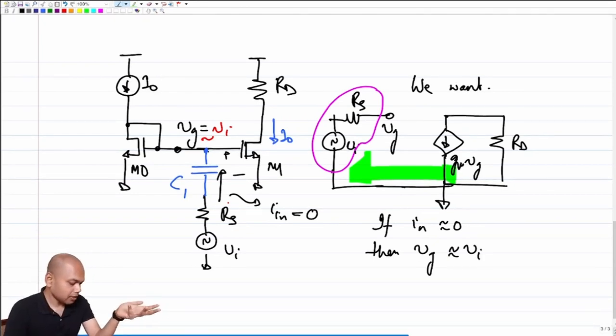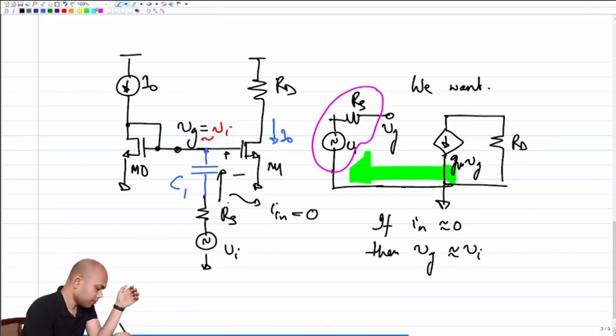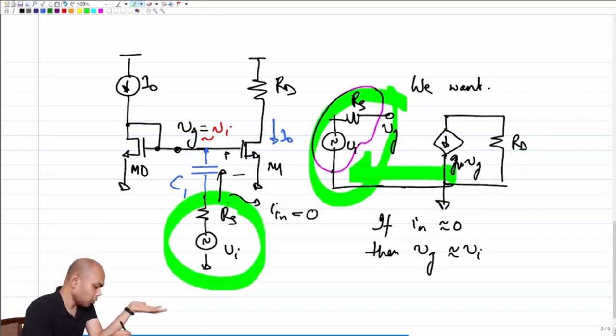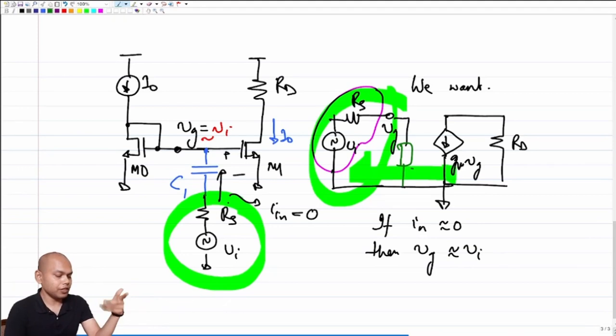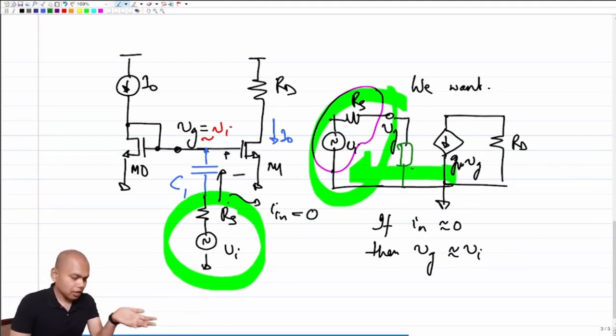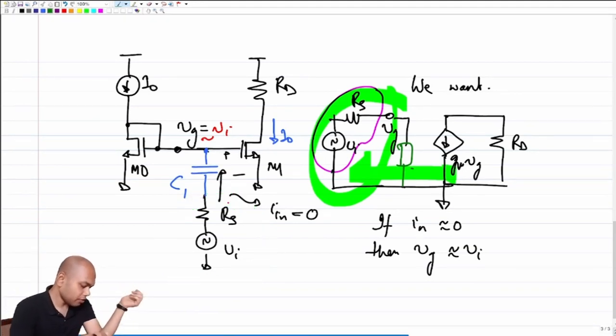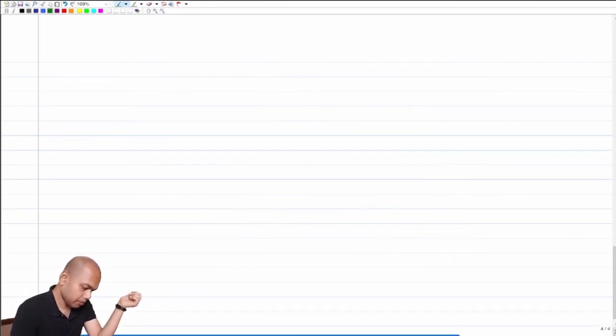So we have to ensure that nothing loads this contraption of Vi and RS. If something loads this contraption of Vi and RS, then in the incremental picture I will have some loading, which means Vg will not be equal to Vi, which means I will not be getting an output current of Gm times Vi, right? So then let's figure out whether this is loading or not. So how can I figure this out? Let's go to the next page.